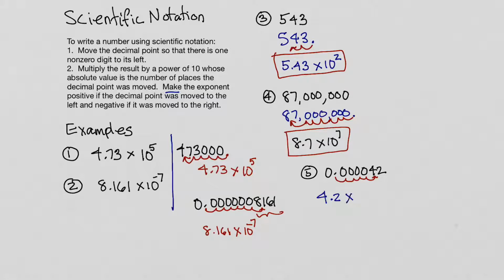So we're going to have this as 4.2, and then times the power of 10. Now, what are we going to put here for our exponent? That's going to be the number of places that we moved it. Now, we moved it 1, 2, 3, 4, 5. So we moved it 5 places, so we'll write a 5, but because we moved it to the right, we'll make it a negative 5. So now we've got it in scientific form.